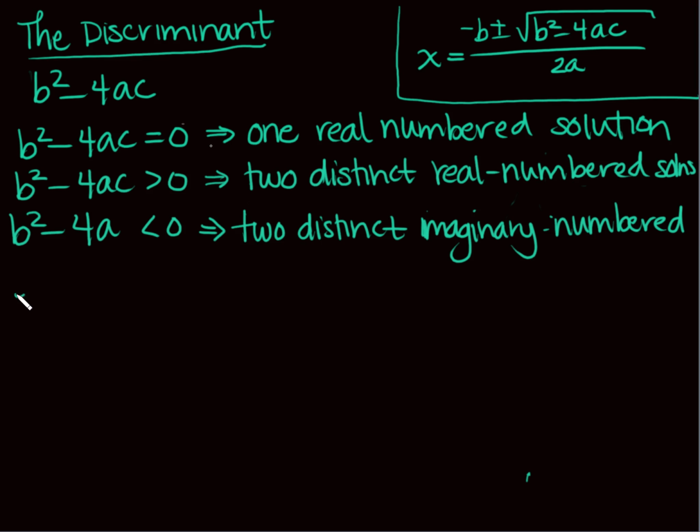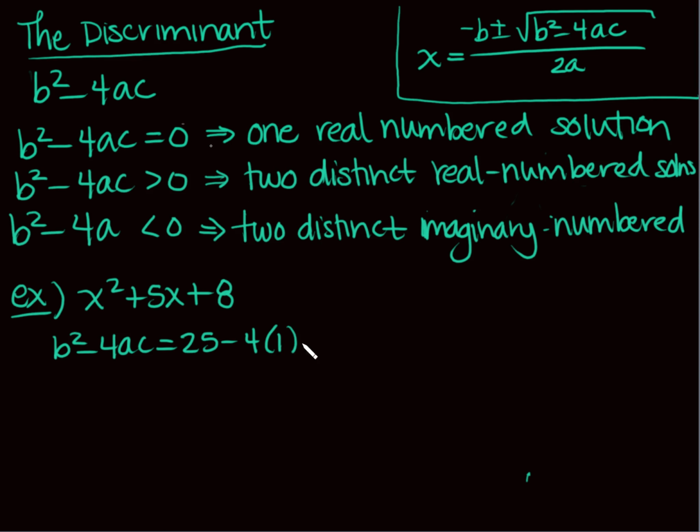For example, if we wanted to describe the nature of the solutions to x squared plus 5x plus 8, or talk about the zeros of this function, I could just look at the discriminant. So b squared minus 4ac in this case is 25 minus 4 times a, which is 1, and c, which is 8. I get negative 7. What does that tell us? That tells us this has two distinct imaginary number solutions. It also means it doesn't cross the x-axis, because we don't have real numbered zeros.